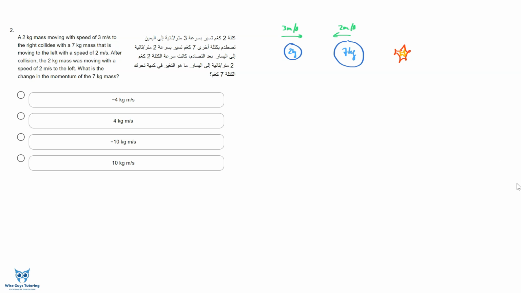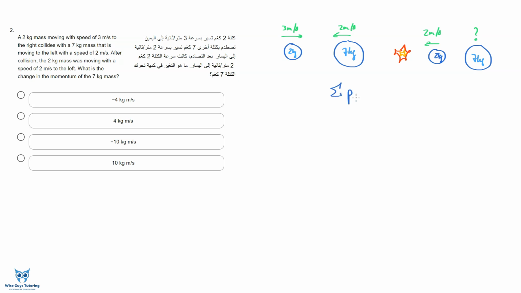And then we know that this 2 kilogram mass, the smaller one, is going to move to the left at 2 meters per second. Whereas this larger 7 kilogram mass, well, that one we do not know what its velocity is going to be like.